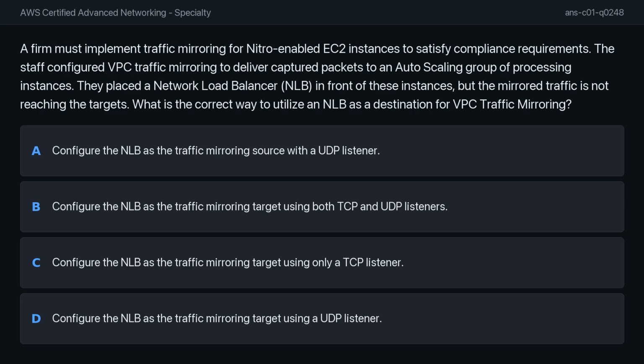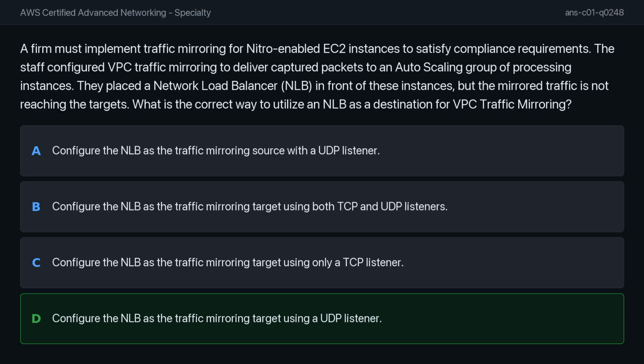At its core, this question tests your understanding of how VPC traffic mirroring manages data movement. Specifically, you need to consider the transport mechanism used for capturing and delivering packets, and how that interacts with the network configuration when an intermediary load balancer is introduced into the architecture.